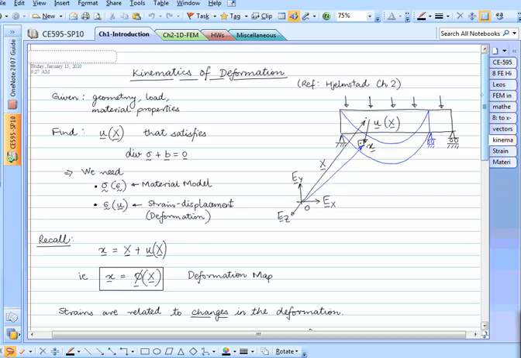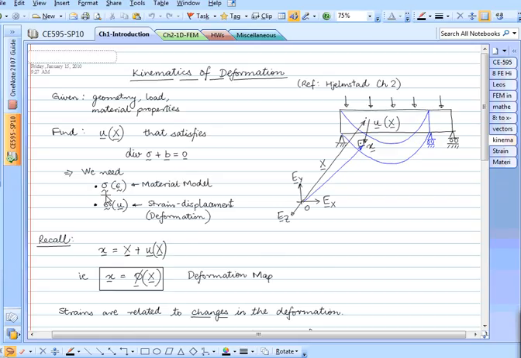We have this structure, we have loading, geometry, and material properties. How do we find out Ux? We said that the equation we are going to solve is div sigma plus b equals 0. But if we solve this equation, our unknown variable, the displacement u, doesn't even occur in it. So we need two other relationships.